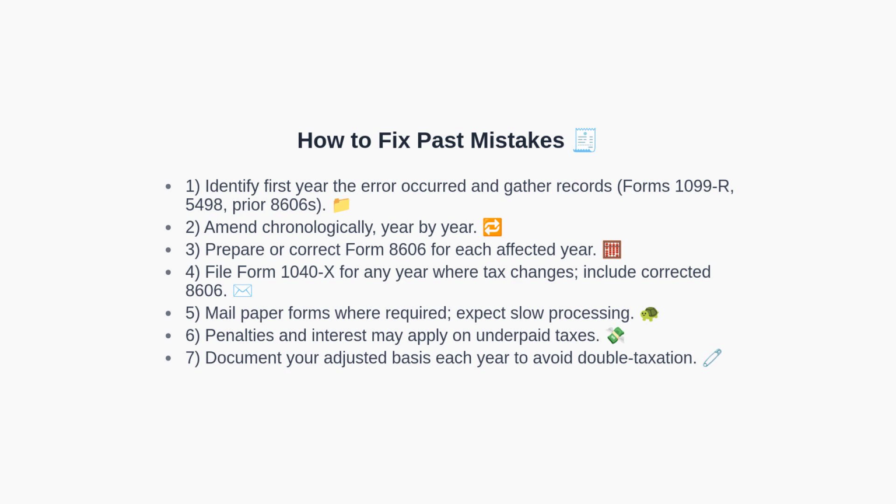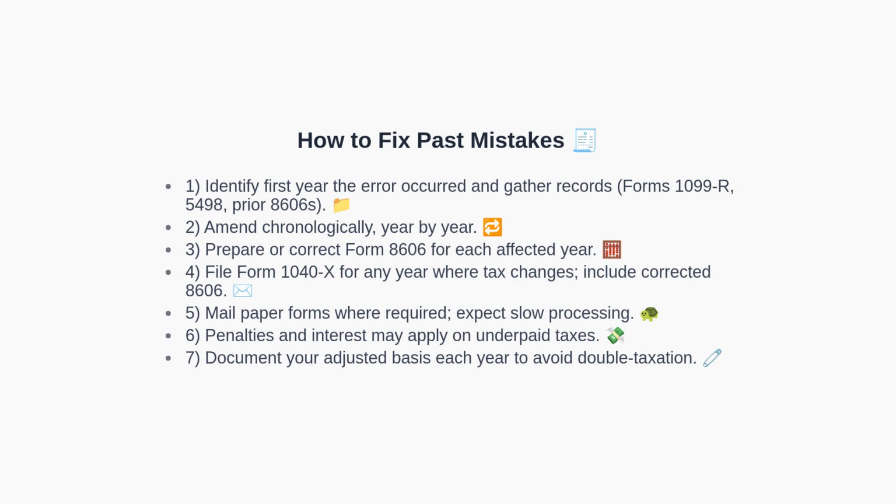To fix past mistakes, start by identifying the first year the pro-rata violation occurred. Gather Forms 1099-R, 5498, and any previously filed 8606 forms. Amend returns in chronological order, because each year's basis depends on the prior year's ending basis. Prepare or correct Form 8606 for each affected year. File Form 1040X for any year where the tax amount changes, and include the corrected 8606.